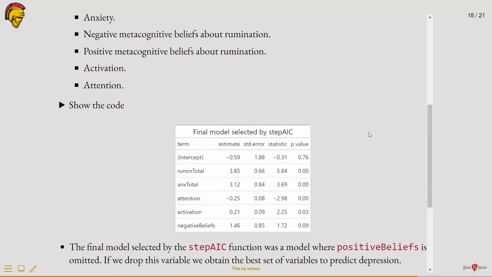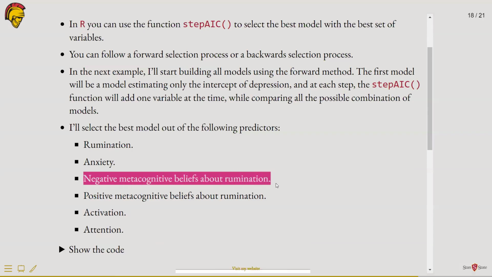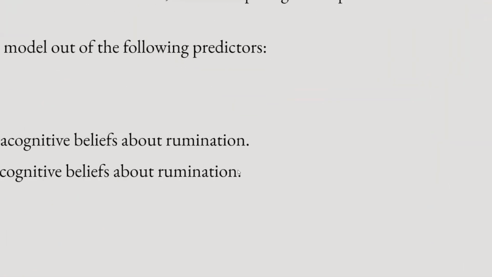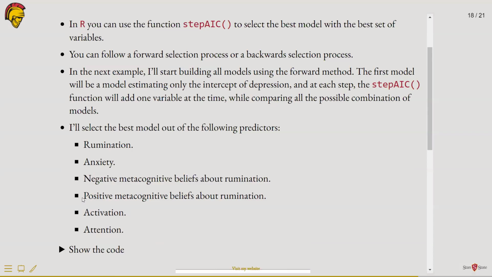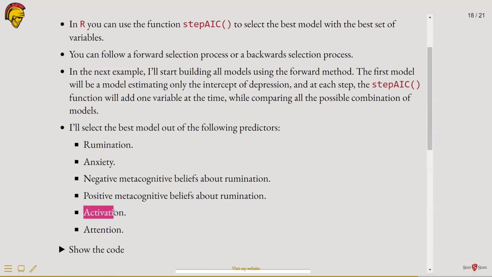But yeah, in this example, I'm going to use rumination, anxiety, negative metacognitive beliefs about rumination. I'm going to explain to you what that is. Positive metacognitive beliefs about rumination, activation, and attention. Let me explain a little bit what this is about. I always like explaining what is behind the data. The story is important.